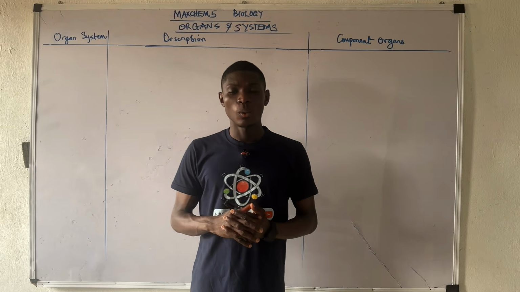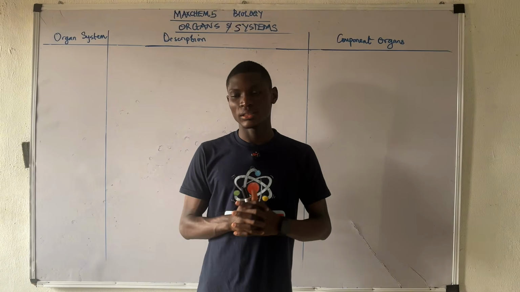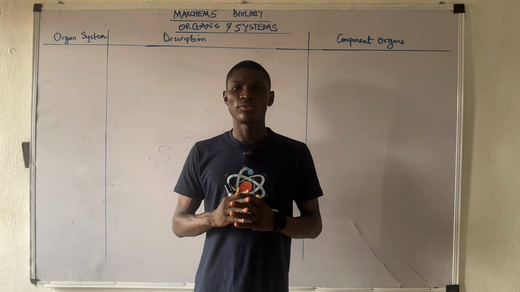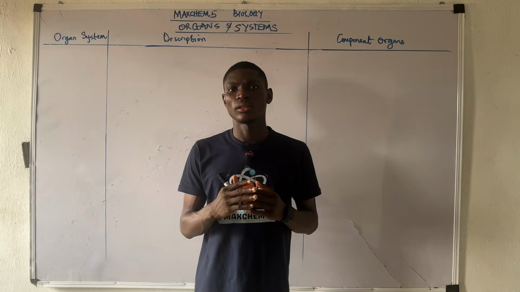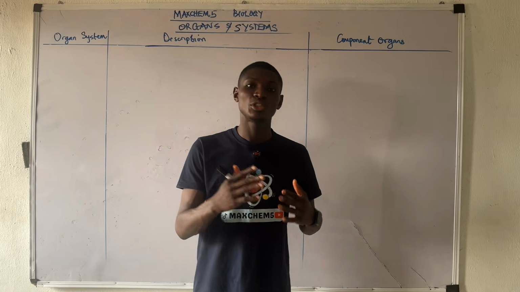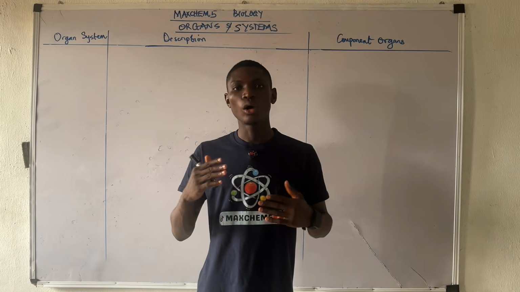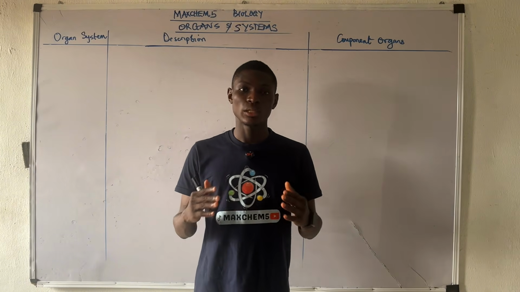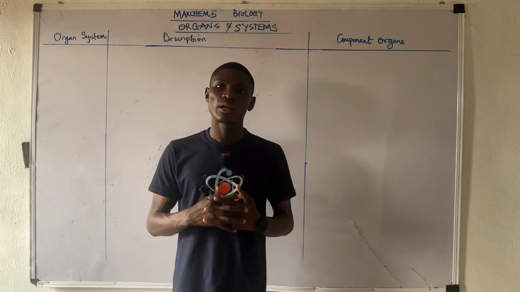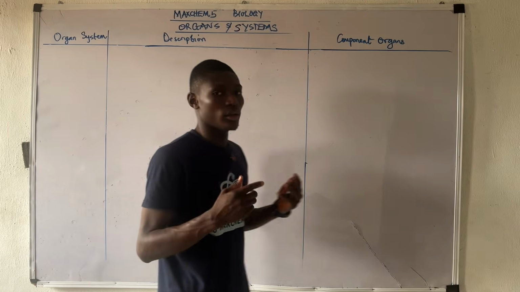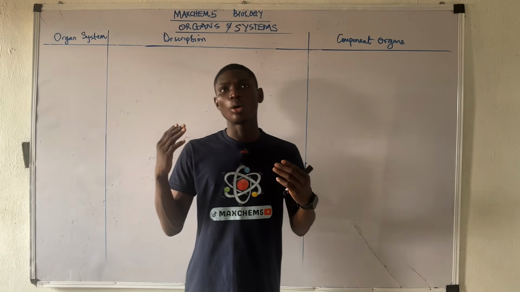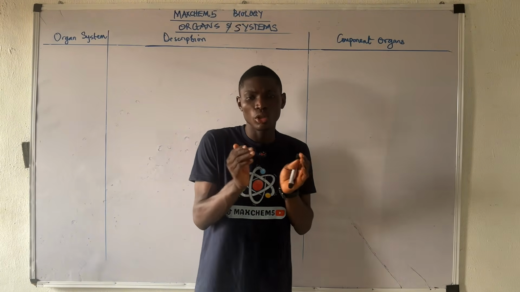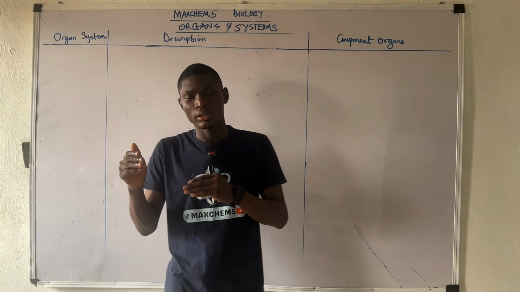Now, today we're talking on the organs and organ system. An organ is the combination of tissues that work together to perform a specific function in the body. Examples of organs in the body are the brain. The brain is composed of the nervous tissue. So the tissues work together to form the organ, which is the brain.